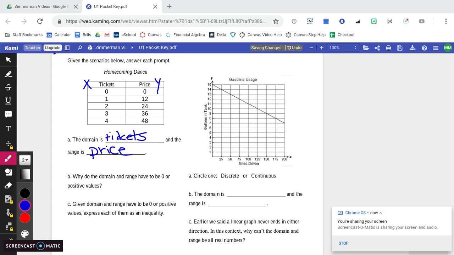So why do the domain and range have to be 0 or positive values for this problem? Think about that in a real world scenario. You cannot have negative tickets, because 0 or positive would just mean it can't be negative. And make sure to say it for both because they asked about domain and range. So tickets or price cannot be negative.